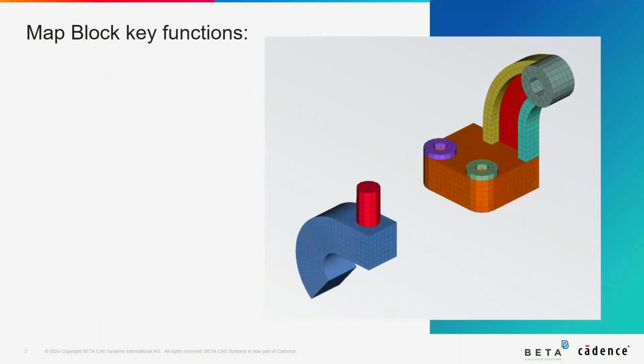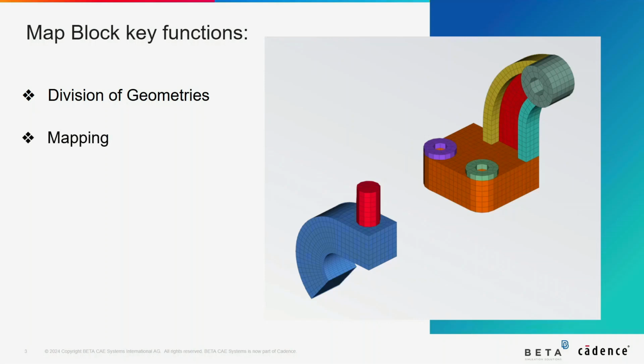The Map Block tool has three key functions. First, division of geometries. It allows you to split a complex model into smaller, manageable subblocks. This makes the process of creating high-quality hexahedral meshes much simpler.